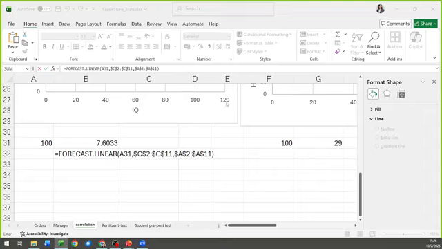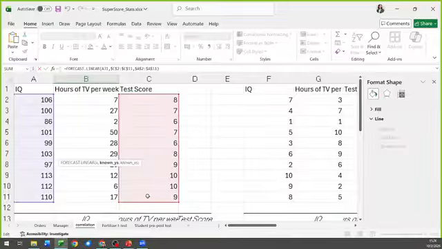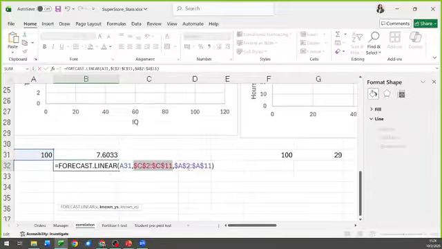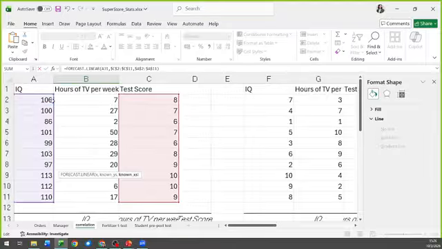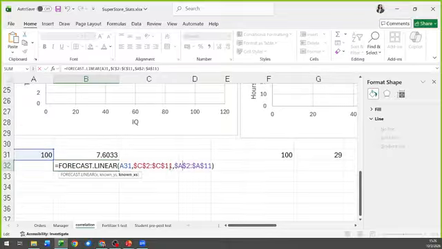Forecast linear. I want to know, if X is 100, given my known Y, which is all the test scores in my data points, and all the X in my data points, A2 to A11, can it regress and come up with the resulting predicted Y for me?